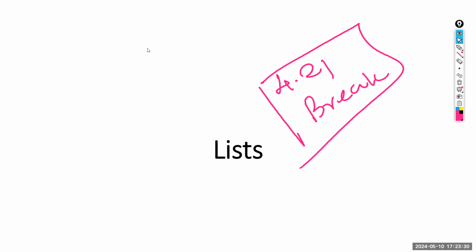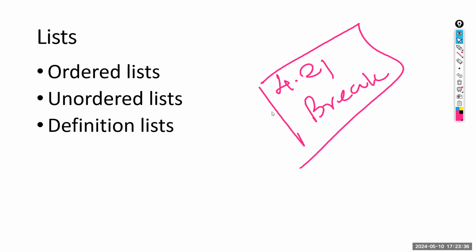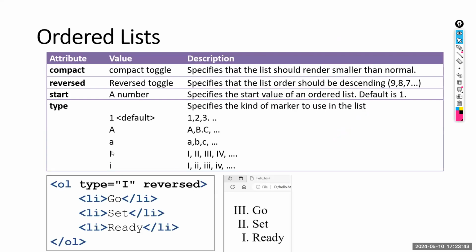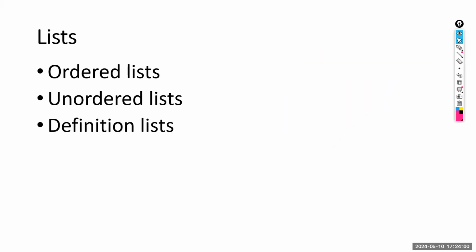Okay, so let's continue with lists now. There are three types of list in HTML: ordered list, unordered list, and definition list. Ordered lists are something like 1, 2, 3, or ABC, or Roman numbers. Unordered lists are something like a bullet list, and a definition list is something like a dictionary: definition, description, definition, description.